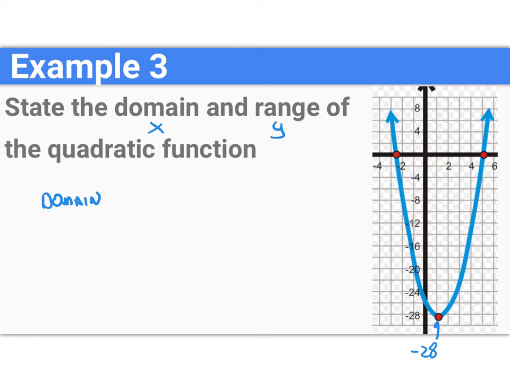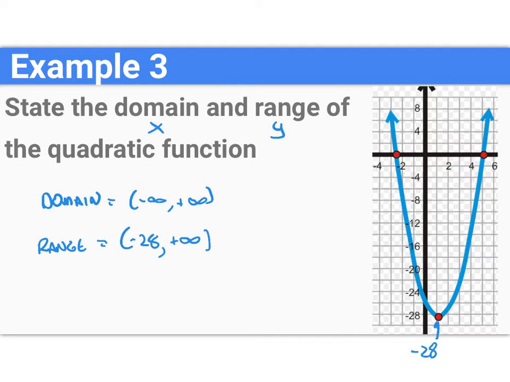So let's start with our domain. We have no restrictions here. They don't say from this point or that point. So our domain equals -infinity, and it goes all the way to +infinity. We can put whatever numbers we want to put in here. Our range goes from -28, which is the lowest point, all the way up to +infinity.